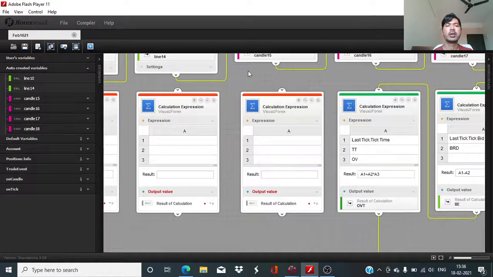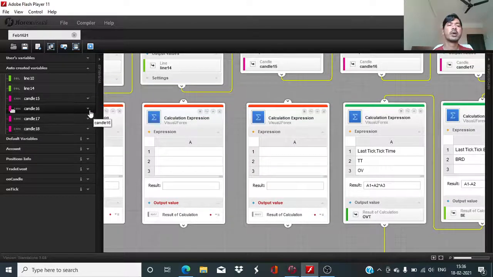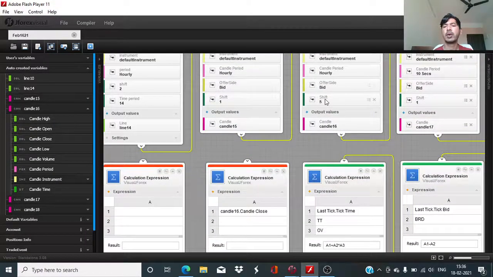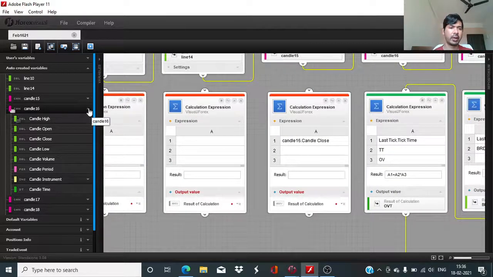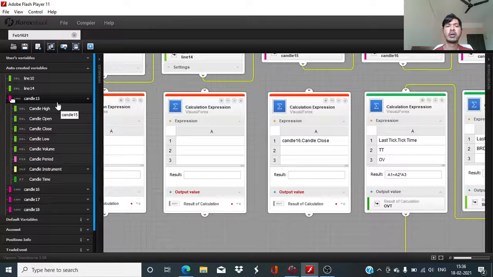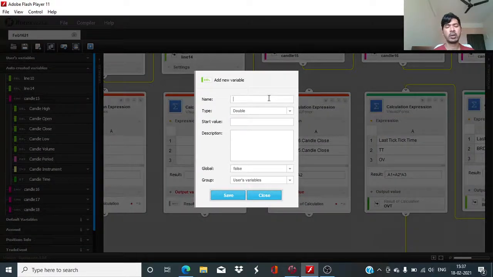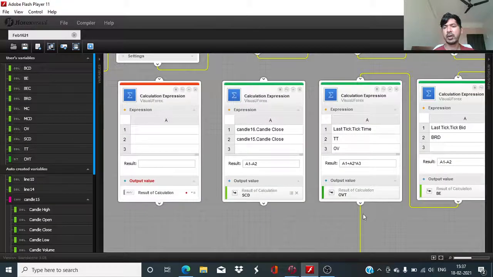Auto created variables. First, I will have to take the candle 16's close. Candle 16 is hourly candle with shift value of 5, and then deduct candle 15's closing value from it. So we will have to do A1 minus A2, and this will become sales candle difference. Okay, I will cut the flow here, disconnect it, and again join it here.